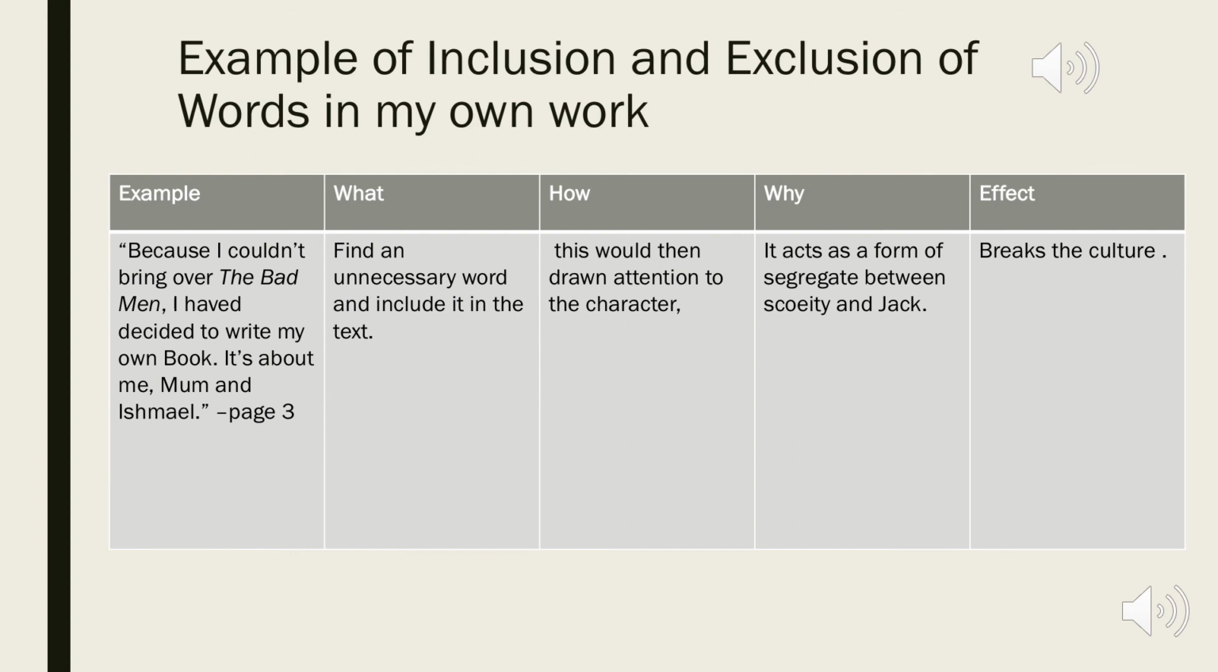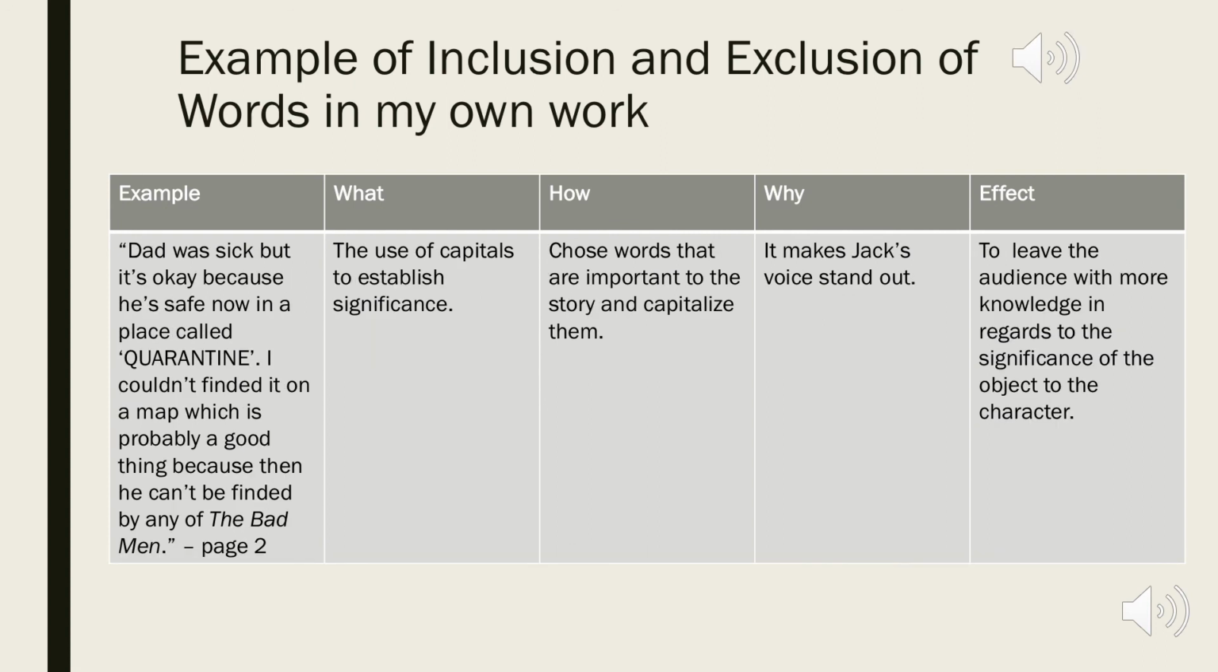On page 3, the quote, because I couldn't bring over the bad men, I have decided to write my own book. It's about me, Mum, and Ishmael. This reveals that to Amir the most important things in his life are the bad men, which is his favourite book, books in general, and his family.